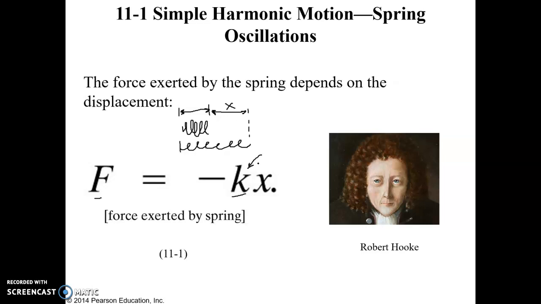This k is different for every spring. It really is a measure of how stiff or strong the spring is, the way it was made. There are some springs that require a lot of force to stretch them out. There are others, like slinkies, that require very little force. They're quite easily stretched out.